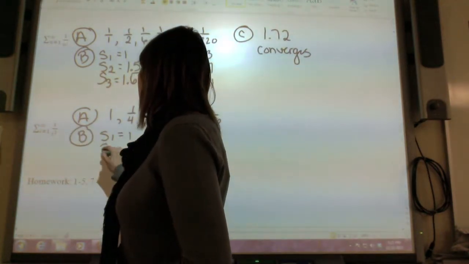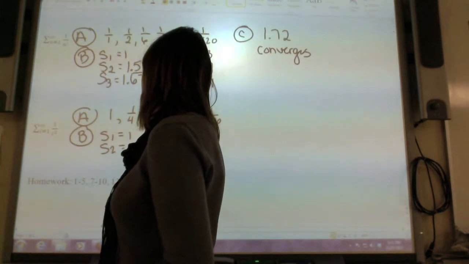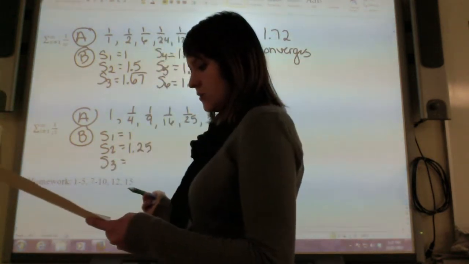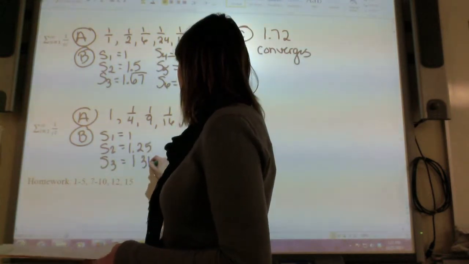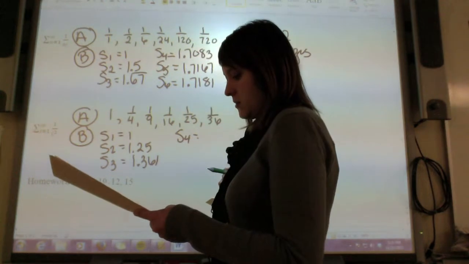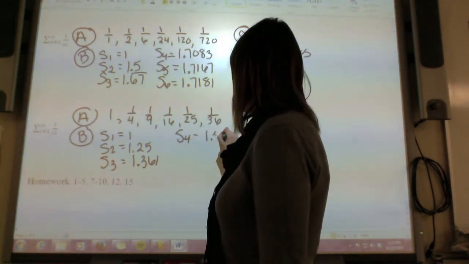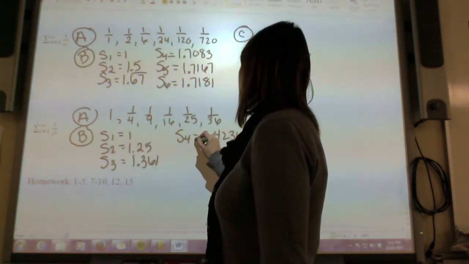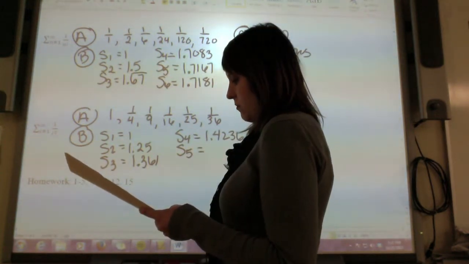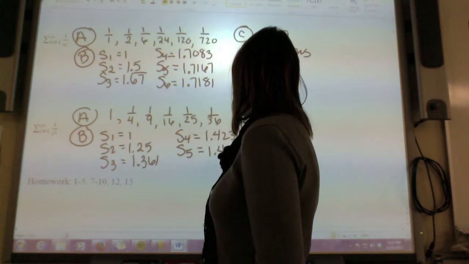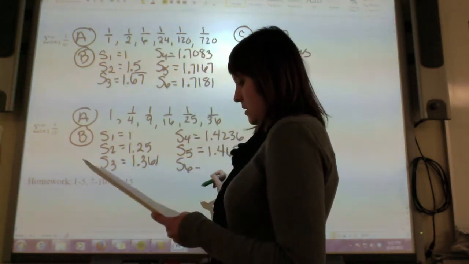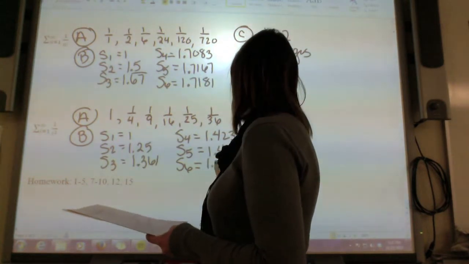Okay, then I can find my first 6 partial sums. So S of 1 is 1, S of 2 is 1.25, S of 3 is 1.361, S of 4 is 1.4236, S of 5 is 1.4636, and S of 6 is 1.4914.